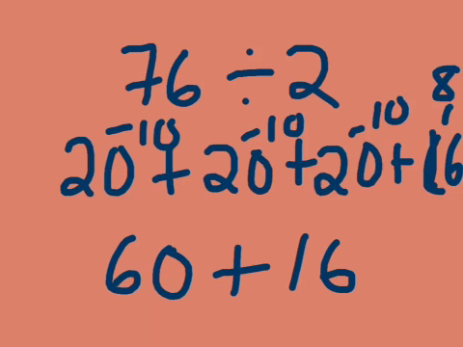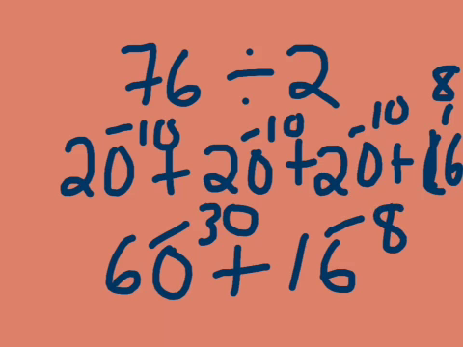Otherwise, we can divide 60 by 2, and that gives us 30. Remember, dividing 60 by 2 is the same as dividing 6 by 2. You just have to add that 0 on. Then 16 divided by 2 is 8. So altogether our answer is 38.